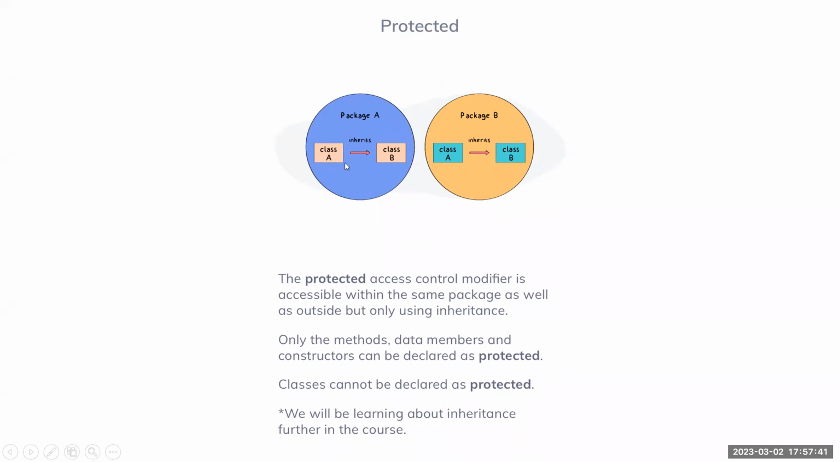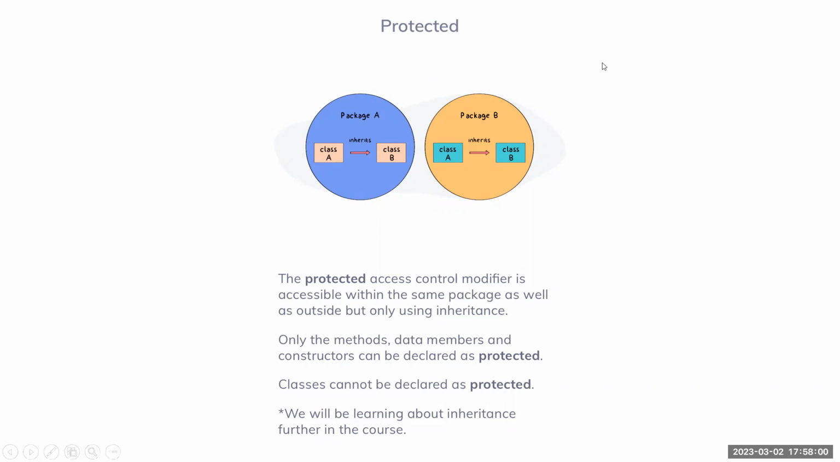This one, class A and class B. So which is getting inherited? You have something in class A which is declared as protected. That protected member can be used directly in class B.